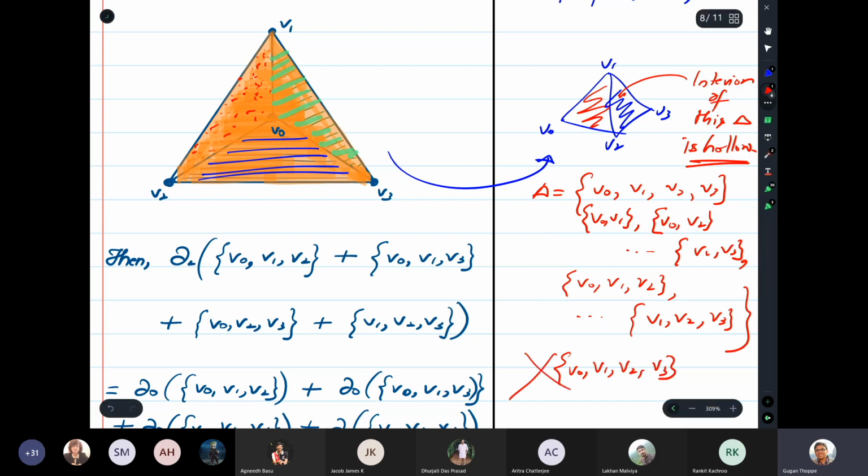Maybe I'll put a cross here. This does not belong to this simplicial complex. So in that sense, I'm saying that the interior is hollow. Clearly, because the interior is hollow, there is a 3-dimensional hole here. Because the interior is hollow, there is a 3-dimensional enclosed region here.